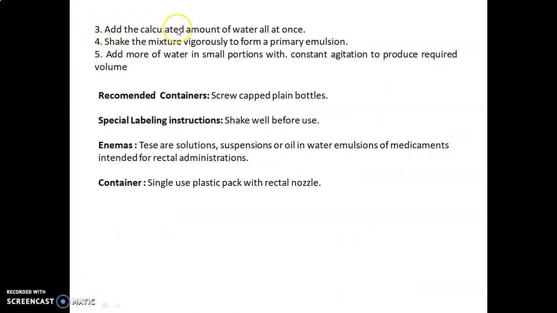Third one, add the calculated amount of water all at once. Then fourth one, shake the mixture vigorously to form a primary emulsion. Fifth one, add more water in small portions with constant agitation to produce the required volume. Then recommended containers: screw capped plain bottles. Special labeling instruction is shake well before use, as it is a liquid dosage form.